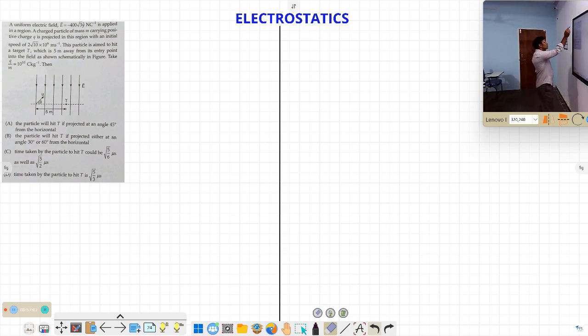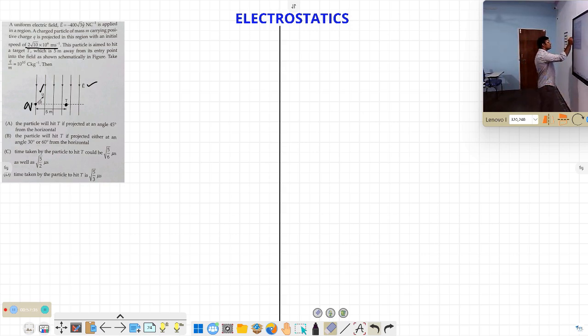So here what is given? A uniform electric field is given, that is minus 400 root 3 y, applied in the region. As you are looking, in what direction is it acting? Downward direction. And what we have done, we are projecting a charge here. There is a charge q we have taken here. That q charge we are projecting with a velocity u, and the speed is given as 2 root 10 into 10 power 6 meter per second. This particle is aimed to hit the target T. This is the target T, it has to hit.